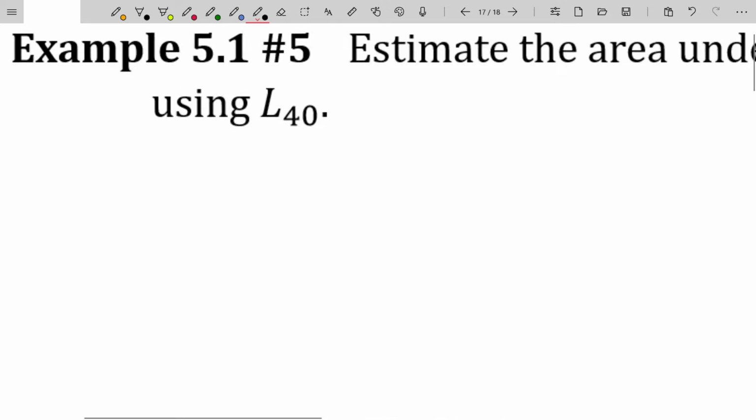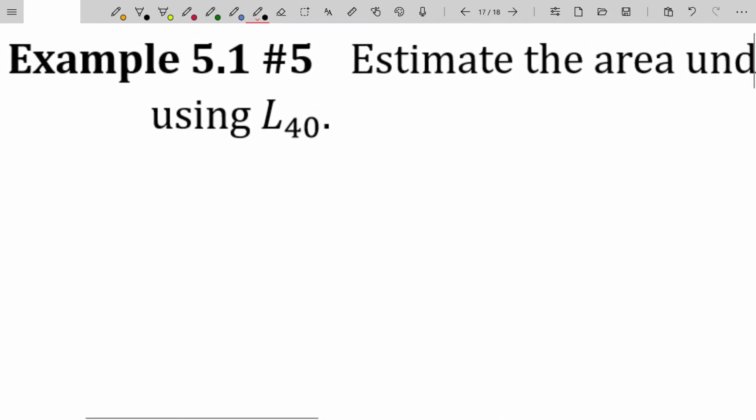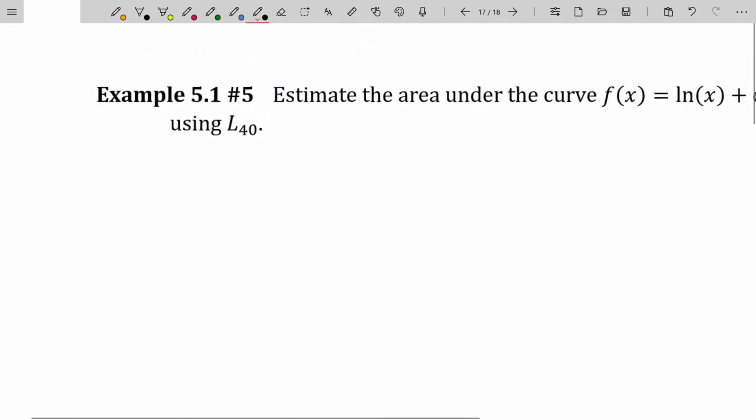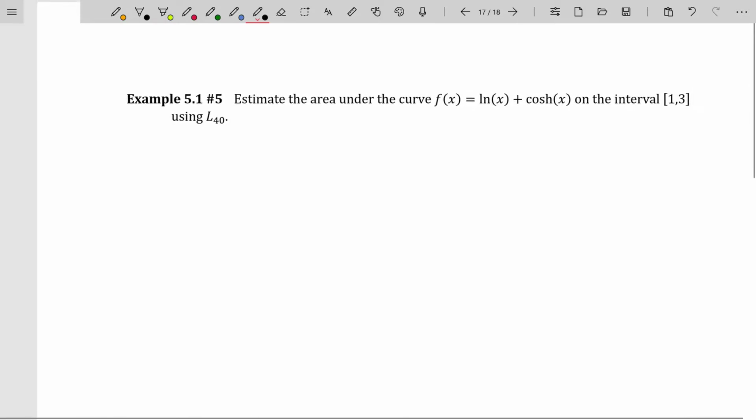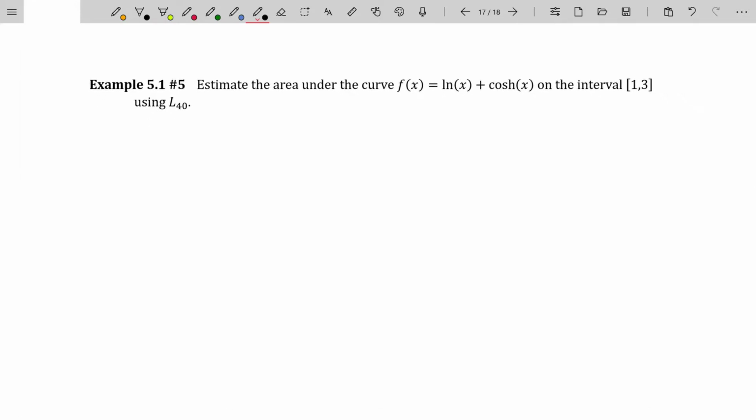Anything that requires me to do something beyond 8 slices, I tend to just quickly grab a calculator for. So let's go ahead and showcase how that's done. And by the way, I'm not only going to do L40, I think we should do M40 as well, because we've just learned the midpoint rule.